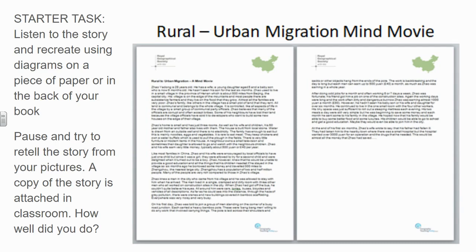So 6 months ago, he borrowed some money and travelled 300 miles to the nearest large city. Zhao knew a man in the city who came from his village, and he stayed with him when he arrived. They lived in a single, cramped and dirty room with 3 other men who all worked on building sites in the city.